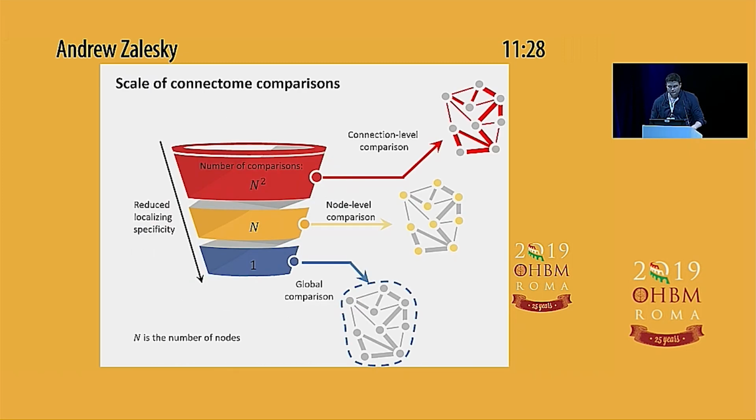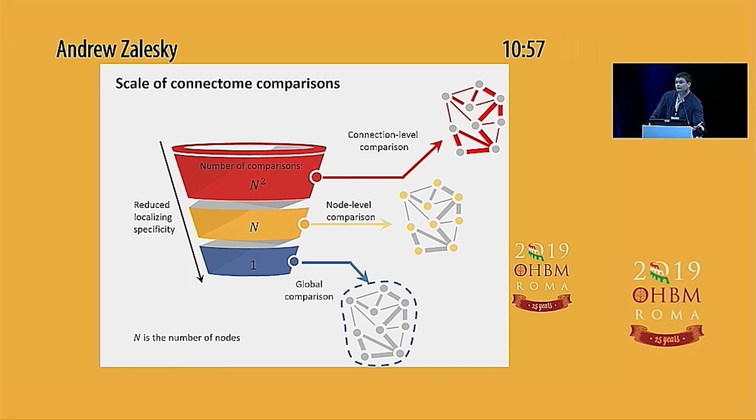So I like to think of network comparison and network statistics across three levels. Now, as a caveat, I should say this doesn't include multivariate comparisons or multivariate approaches for statistical comparison. I'll get to those in a moment. But at the bottom here, we have global comparison. This is the case where we characterize each individual's connectome with a single value, with a single network measure. So for example, this could be the average path length across the entire connectome.